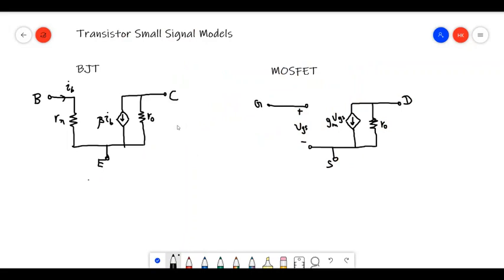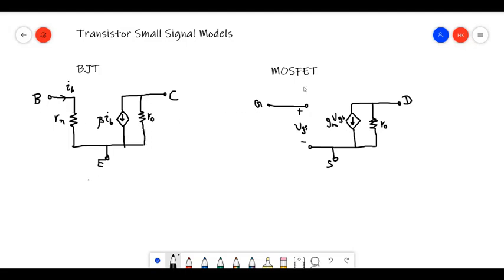Okay, so to further analyze these different feedback types, we need the knowledge of the small signal models of transistors. Here we have the small signal model of the BJT transistor. We have an input resistor here, which is R pi, and if the current going through the base is IB, this current source is beta IB. This is the output resistance, R out. In most cases we can neglect this since it is very large, so the current going through it is very small.